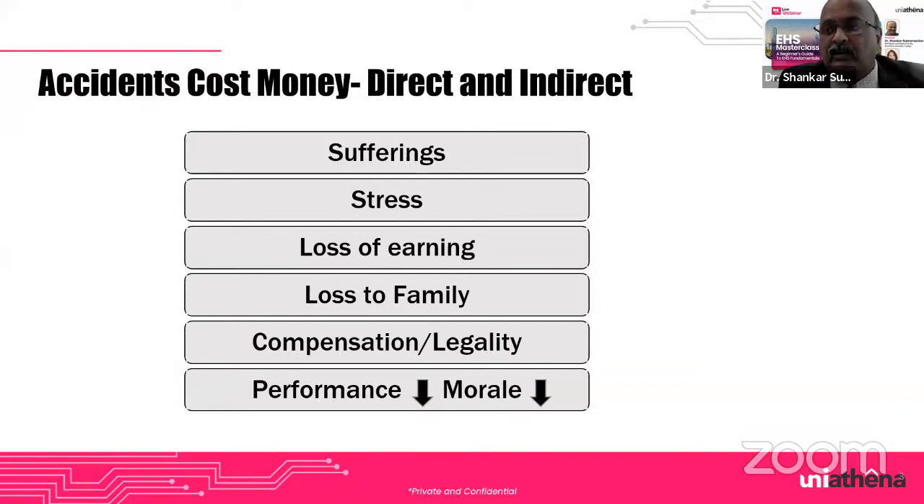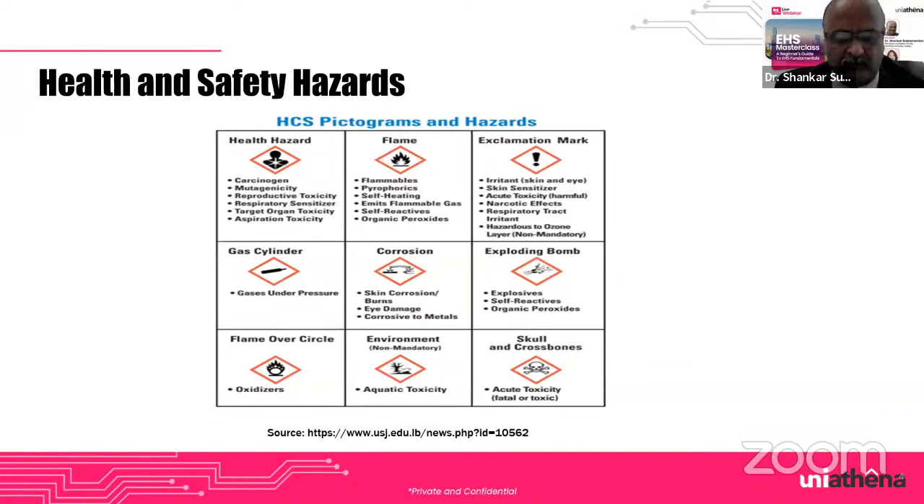And with that kind of situation, the business cannot happen, and obviously your performance will suffer. So these are the cost and the indirect and direct implications of accident. When you look at various signboards, we have seen some of these.